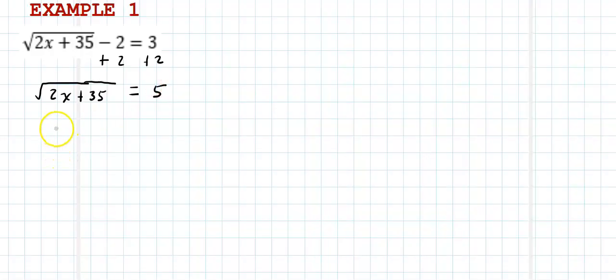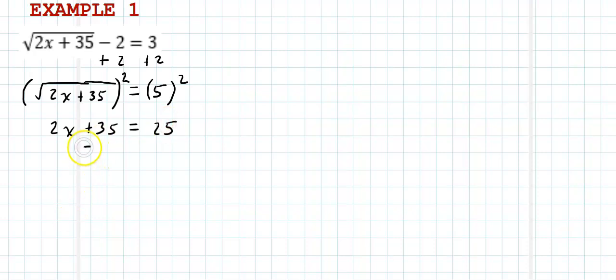Now, to eliminate the square root, we need to do the inverse operation. What is the inverse operation of the square root? The exponent. The index of the square root is 2, so we need to elevate to the second power. And 5 to the second power. So the power simplifies the square root. So the equation is 2x plus 35 is equal to 25.